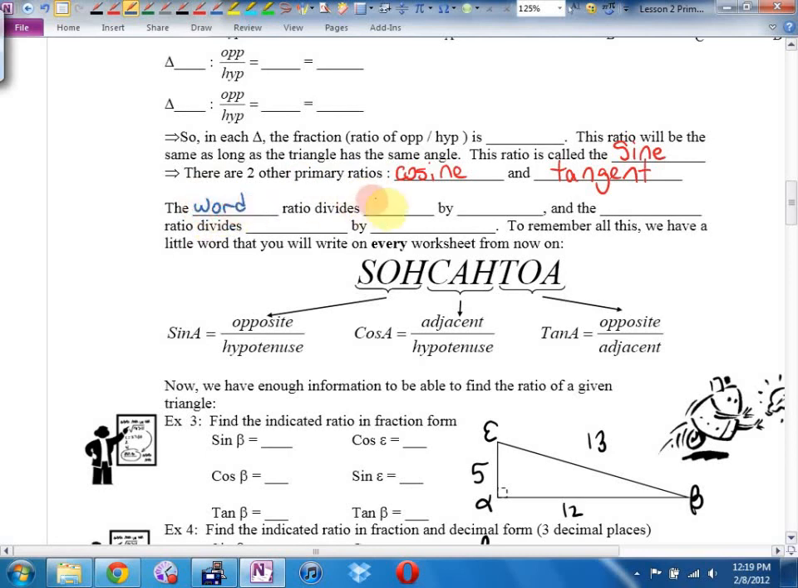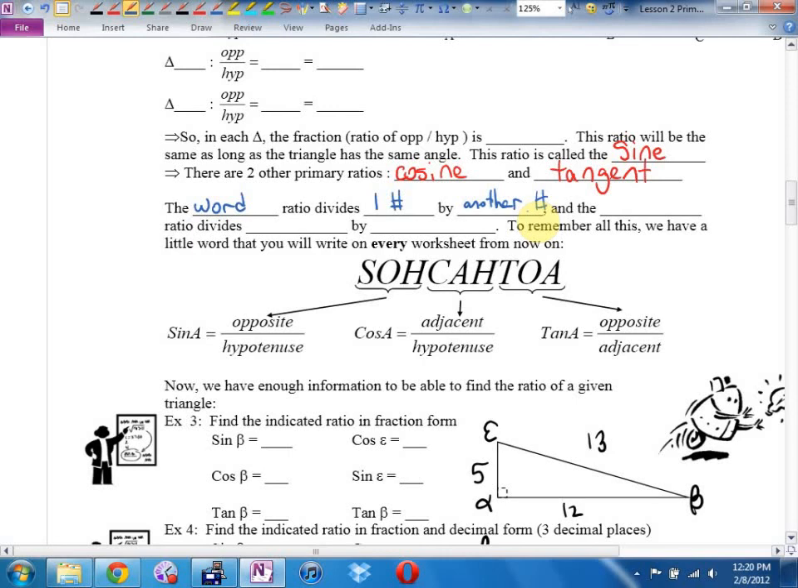The word ratio divides one number by another number. Sine divides opposite divided by hypotenuse. Cosine divides adjacent over hypotenuse. And tangent divides opposite over adjacent.